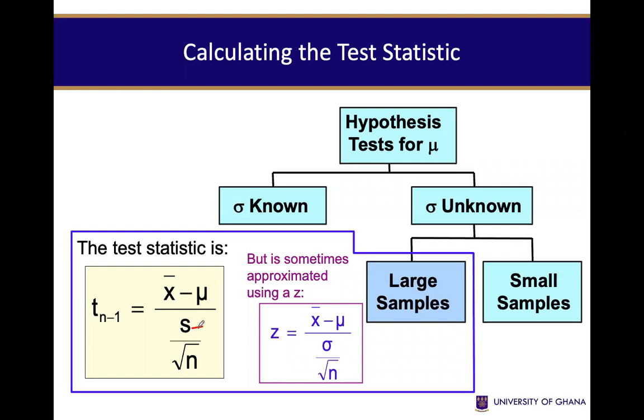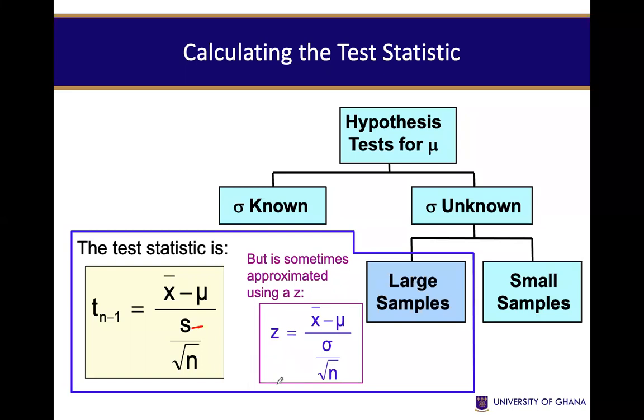But the good news is, if the sample size is large, whatever the distribution is, whether T or F or whatsoever, it is going to approach a Z distribution. So we can still use the normal distribution to determine the critical values that come out of it.